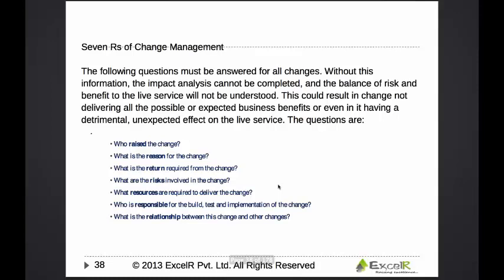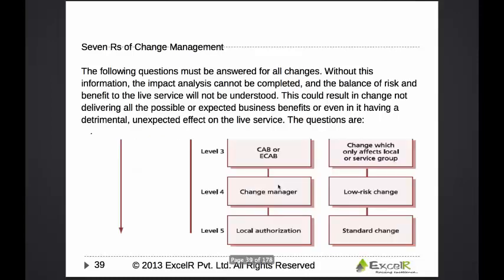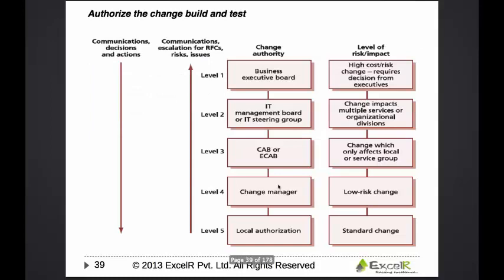During evaluation, you have to give answers for these following questions. This is popularly known as the 7 R's of change evaluation. If you don't ask these questions, then you can say your evaluation is not complete. So before approving, as part of evaluation, you have to ask these questions. What are the questions? Who raised the change? First R. What is the reason for this change? What is the return expected out of this change? Benefit. What are the risks involved with this change?